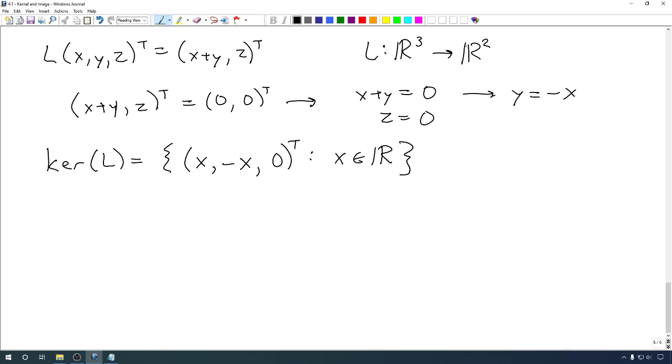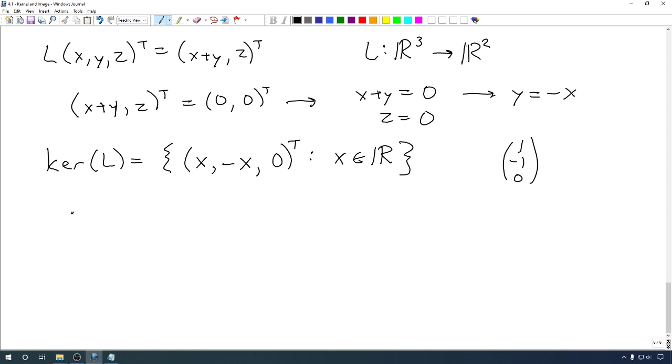And that's our kernel. Now you can ask, what is the dimension of that space? What you can see here is that everything is actually a multiple. Every vector in there is a multiple of the vector (1, -1, 0). So we just take x times this vector, and we get whatever vector is in here. So actually this is a one-dimensional subspace of R3.